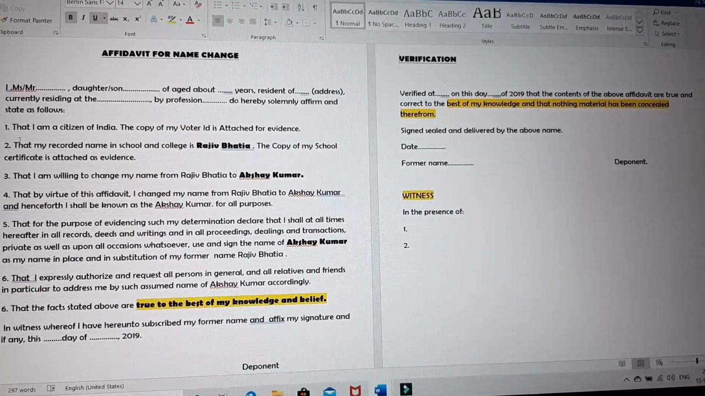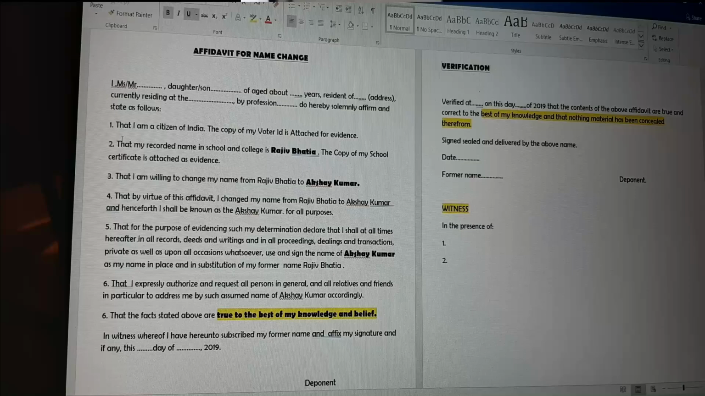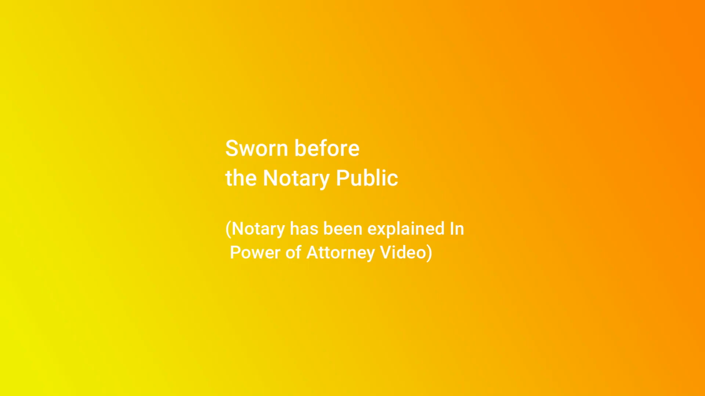Well, in this affidavit, you can see that this is where Rajiv Bhatia wants to change his name to Akshay Kumar. Generally the facts are divided into paragraphs, and each paragraph is numbered accordingly. It's very necessary to write that the facts stated above are true to the best of my knowledge and belief. Then comes the verification and signature of the deponent. Now, who is the deponent? Who is swearing in this affidavit, along with the signature of two persons who will be the witness to this affidavit. Thereafter, this document needs to be sworn before the notary.